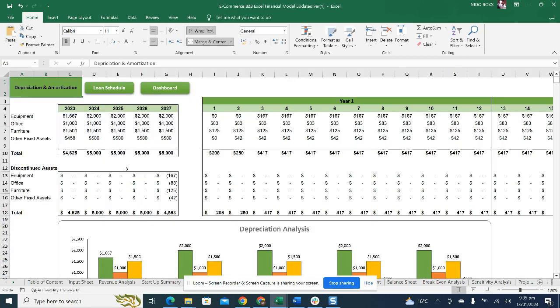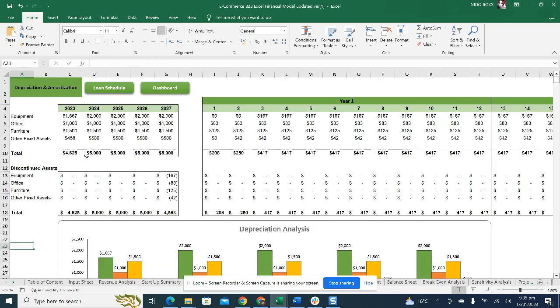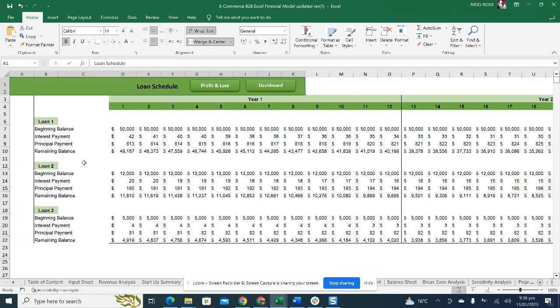Moving on to depreciation and loan amortization. It contains all kinds of your fixed assets and includes your equipment, office, furniture, and other fixed assets, and a graphical representation helps to analyze your depreciation schedule. Moving on to loan schedule. The loan schedule allows you to analyze the amount paid to your lenders and interest expenses.